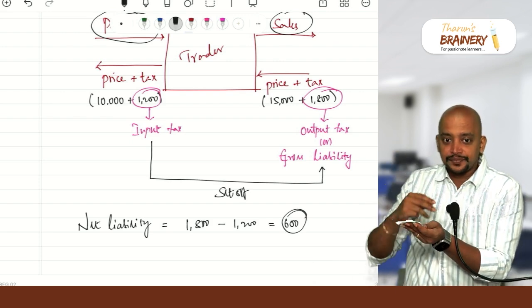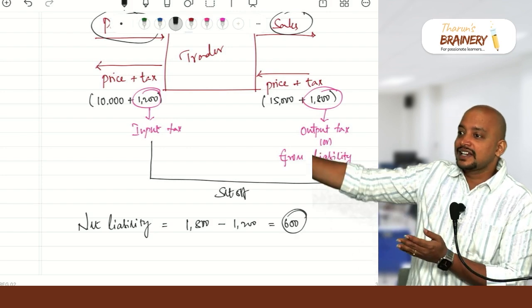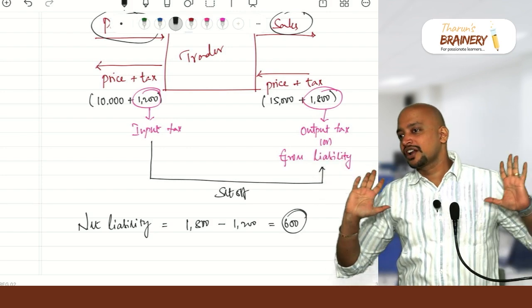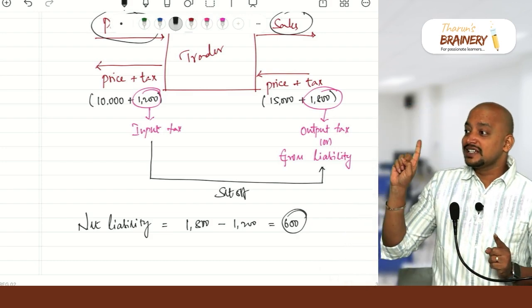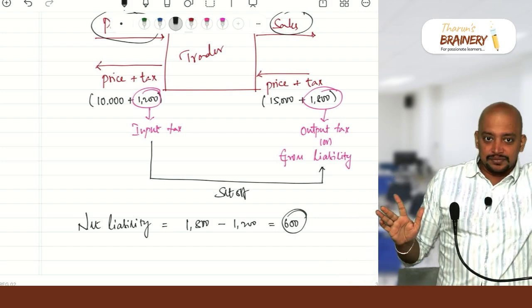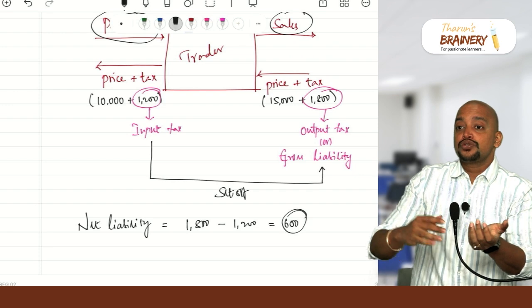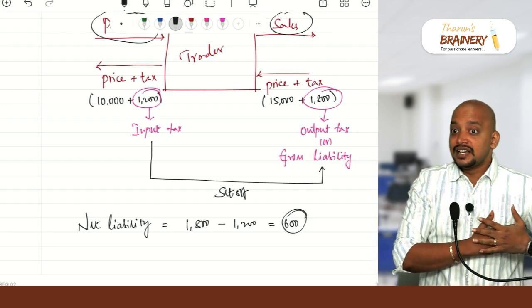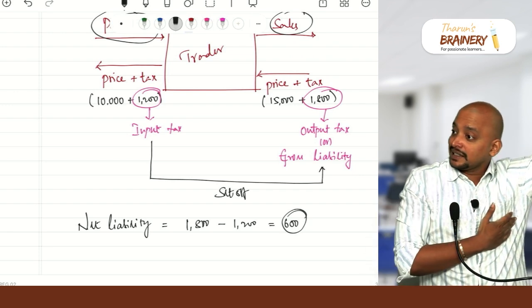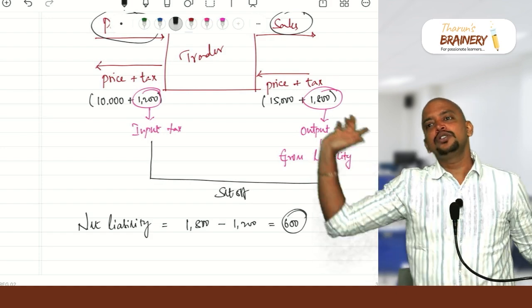Now what is left? This 600 is what I am giving to government. You understood or not? So that is the net liability. Got it? It is nothing but recovery of my expenditure. 1800 I collect from the customer, 1200 I recover. That is my money, already paid at the time of purchase, now recovered. So the balance 600 I pay to government.